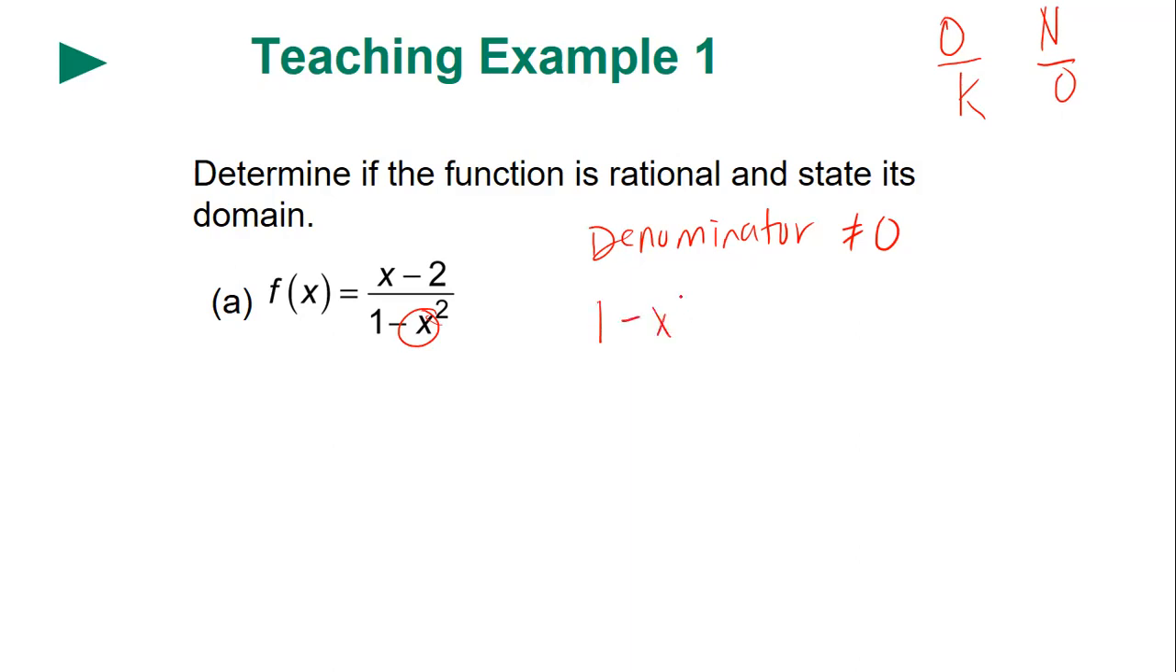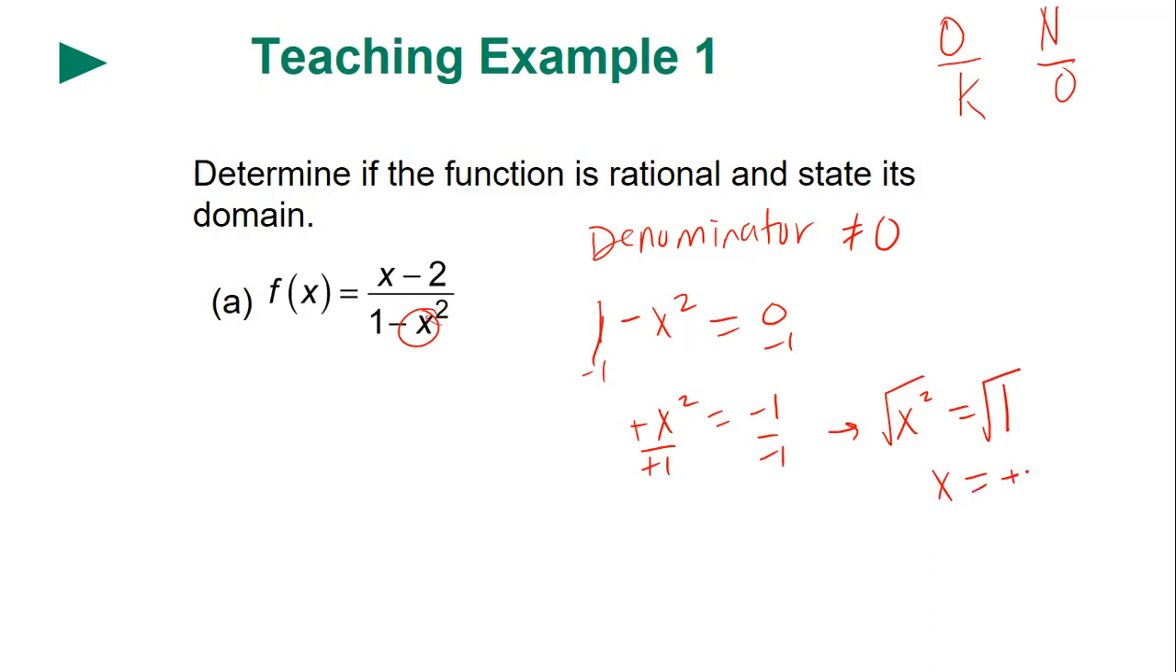So 1 minus x squared equals 0. What would make this equal to 0? If you don't know, then you solve for x. I'm going to subtract 1. That's going to leave me with negative x squared equals negative 1. I'm going to divide by negative 1. That's going to leave me with x squared equals positive 1. I'm going to take the square root. That gives me x equals positive 1 and negative 1.